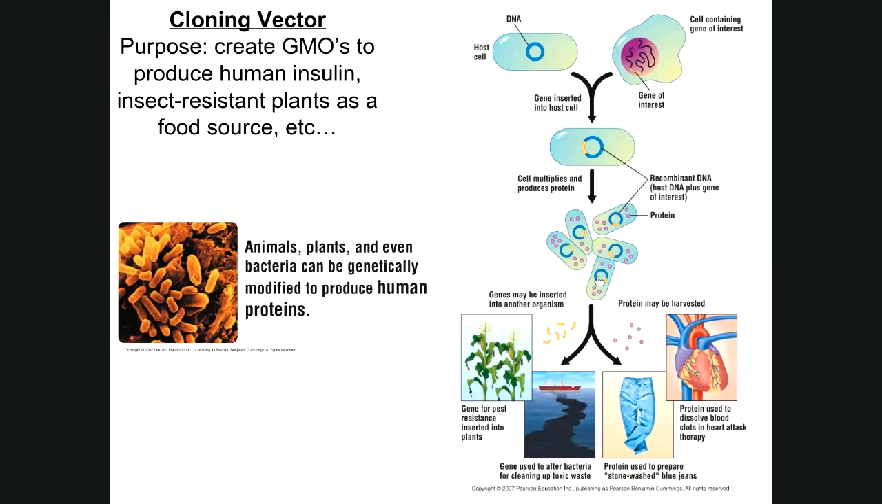Or we can transform not bacteria, but plant cells, embryonic plant cells. We transform them with a cloning vector that contains a gene that codes for an endotoxin that kills insects, eventually creating GMO plants that are resistant to insects, and we don't have to treat them with pesticides or insecticides. So this was the purpose eventually of these cloning vectors. And it says here, animals, plants, and even bacteria can be genetically modified to produce human what? Proteins.